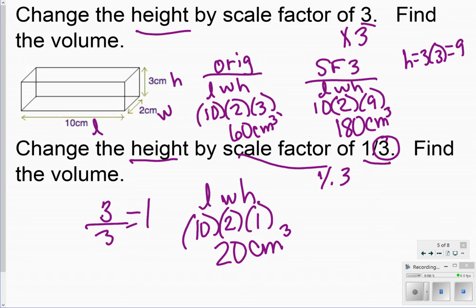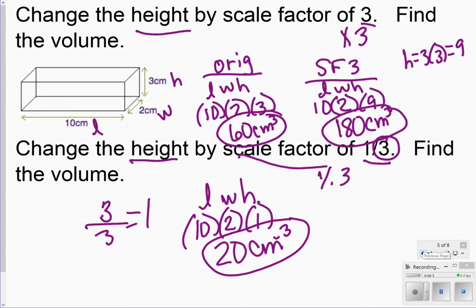Well, I wonder if you're starting to see any connections between our original value and then scale factors going up or even scale factors going down. Something to consider.